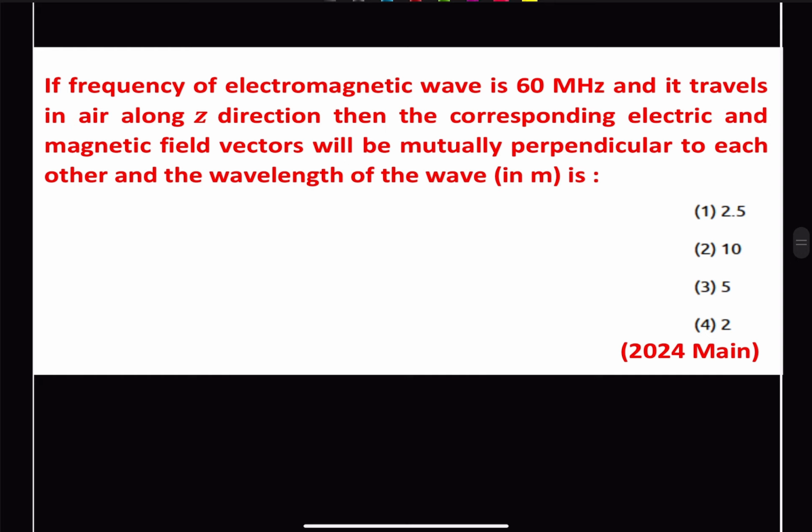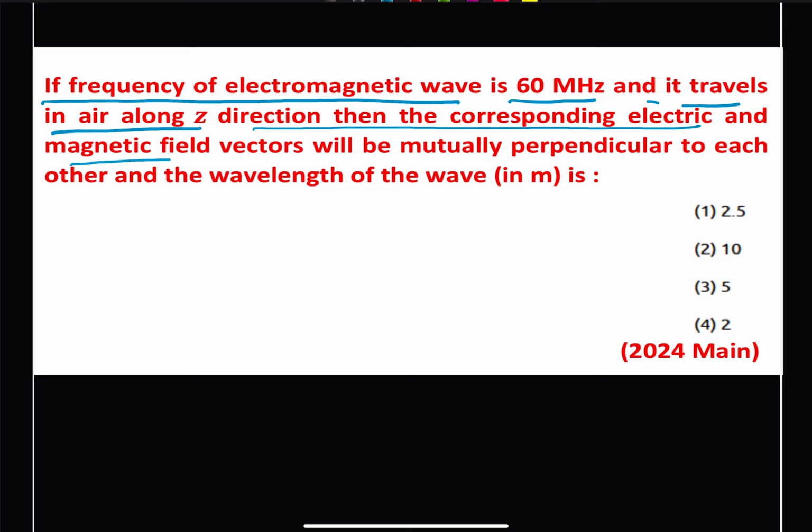It states that if frequency of EM wave is 60 megahertz and it travels in air along z direction, then the corresponding electric and magnetic field vectors will be mutually perpendicular to each other, and the wavelength of the wave in meter is. So we are given frequency, and we know that the electric and magnetic field vectors are perpendicular to each other. So we can just use our standard formula. We need not discuss anything.